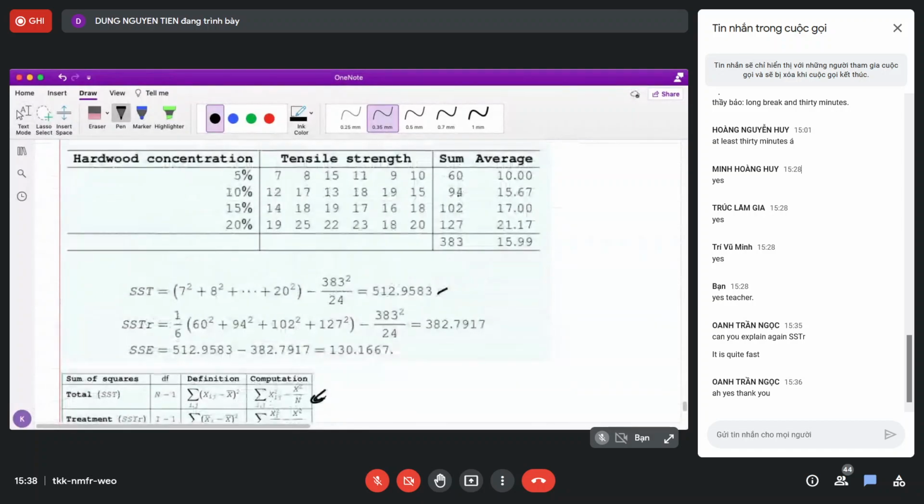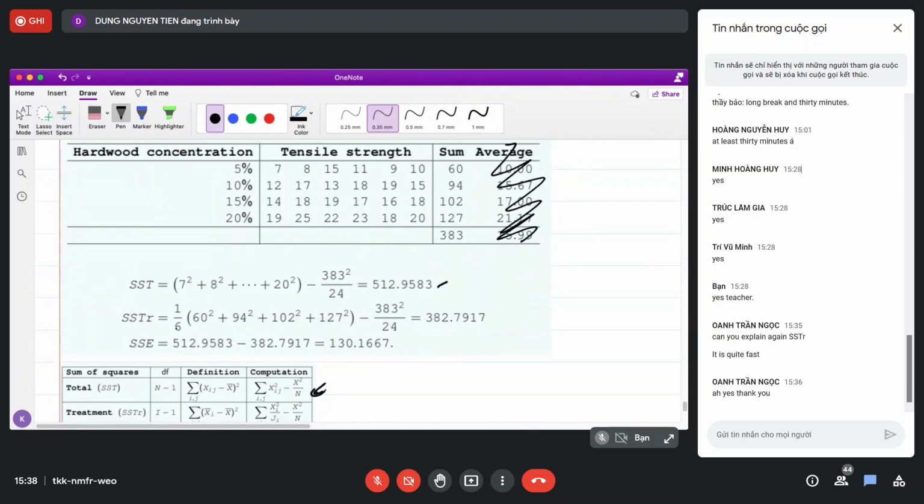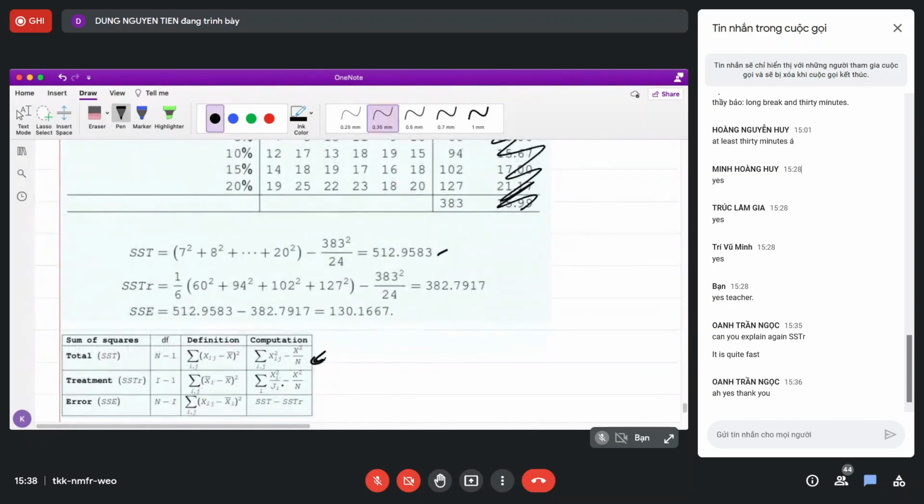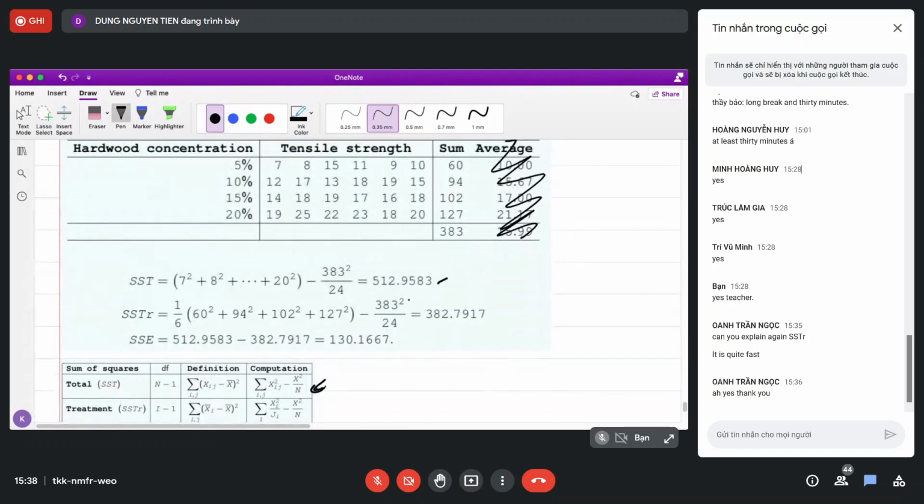The square of the sum. So you get 60 squared. You don't use the average value. That's the point. You only use this column. So 60 squared plus 94 squared plus 102 squared plus 127 squared, right? Divided by the number of observations in each group, over 6, minus the x squared, the grand sum squared divided by the number of observations, 24.